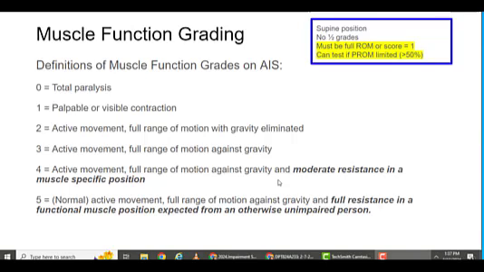Again, these are going to be slightly different. They may look a lot like ours, but because they're in the supine position, they're going to be slightly different, and we're going to go through that in lab. To get a 5, again, full range of motion against gravity with full resistance in a functional muscle position that we would expect from an otherwise unimpaired person.